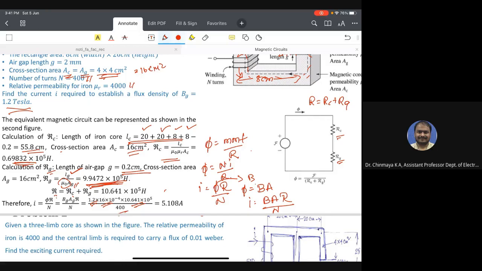So the current required to establish a flux of 1.2 Tesla is 5.108 ampere.